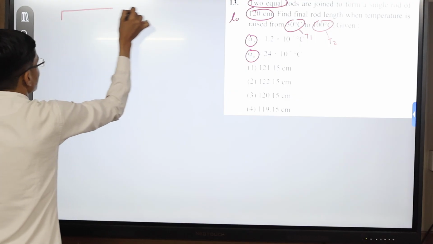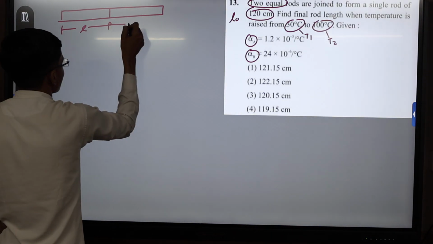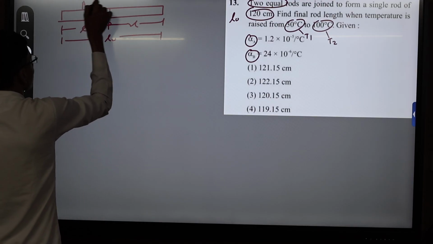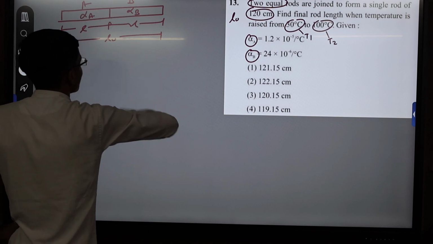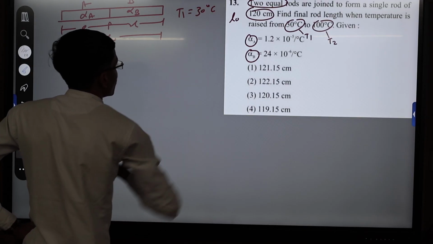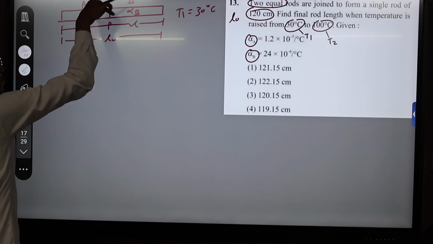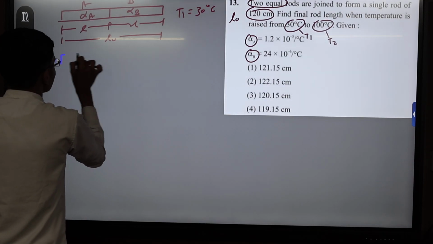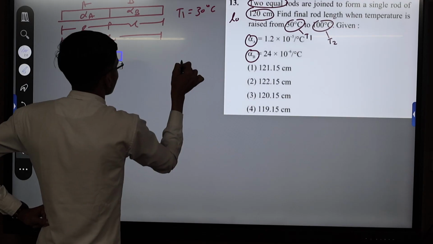So from the diagram we can say that these are two rods with length L and total length is L1. This rod is A, this rod is B. Alpha of this rod is alpha A, alpha of this rod is alpha B. This is at temperature T1, 30 degrees Celsius. If we increase temperature from 30 to 100 degrees Celsius, the length of both rods will increase. So the increased length of this rod will look like this, and of this rod like this.